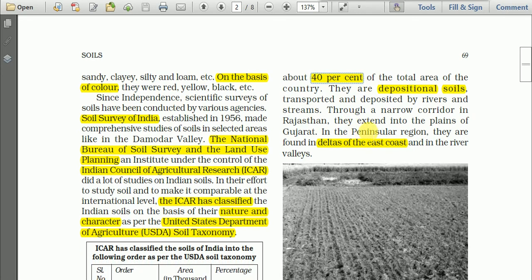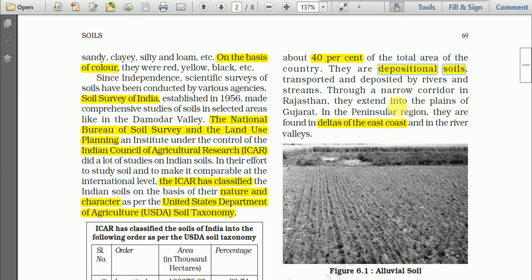So these alluvial soils are depositional soils. From the highlands, the rivers and running water carry down the materials and deposit them in the low-lying areas, and thus form these alluvial soils. So they are depositional soils transported and deposited by rivers and streams in the low-lying areas. Through a narrow corridor in Rajasthan, they extend into the plains of Gujarat. And in the peninsular region, they are found in the deltas of the East Coast and in the river valleys.